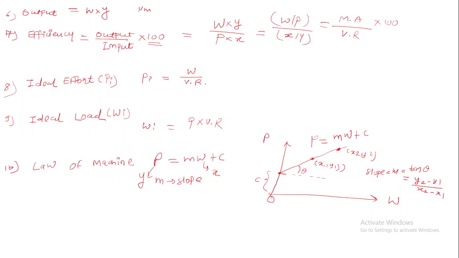So what is the meaning of this c? राईट. जेव्हा तुमचा लोड लिफ्टिंग 0 आहे तरी पण तुम्हाला एफर्ट लागतो. सो हा एफर्ट कशामध्ये यूज होणार? इन ऑर्डर टू ओव्हरकम द फ्रिक्शन. सो दिस इनिशियल अमाऊंट ऑफ एफर्ट सी विल बी यूज्ड टू ओव्हरकम द फ्रिक्शन. राईट. ओके.